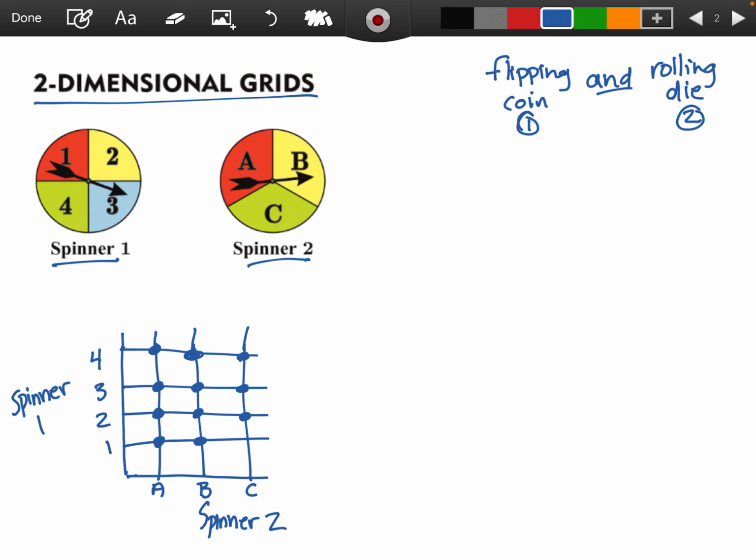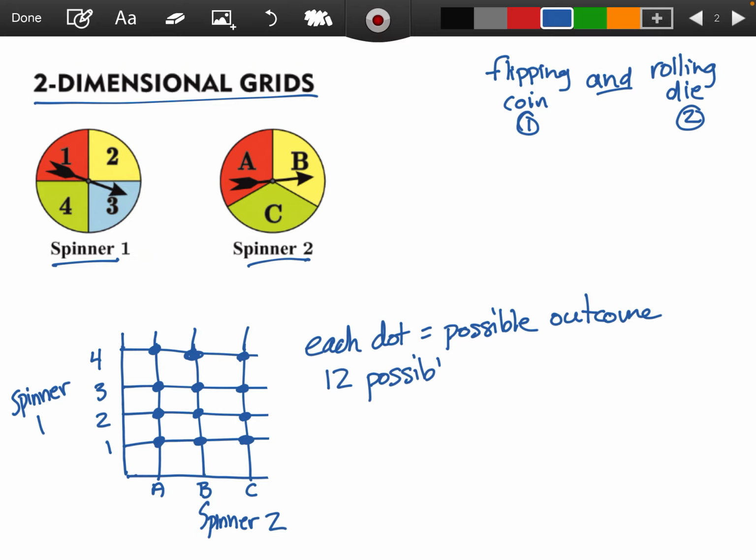Each of those dots represents a possible outcome. So each dot equals one possible outcome. So if you count up the number of dots, this has 12 possible outcomes, which makes sense, right? Because spinner 1 had 4 outcomes, spinner 2 had 3 outcomes. So we multiply them together, and that's where we get our 12 possible outcomes altogether.